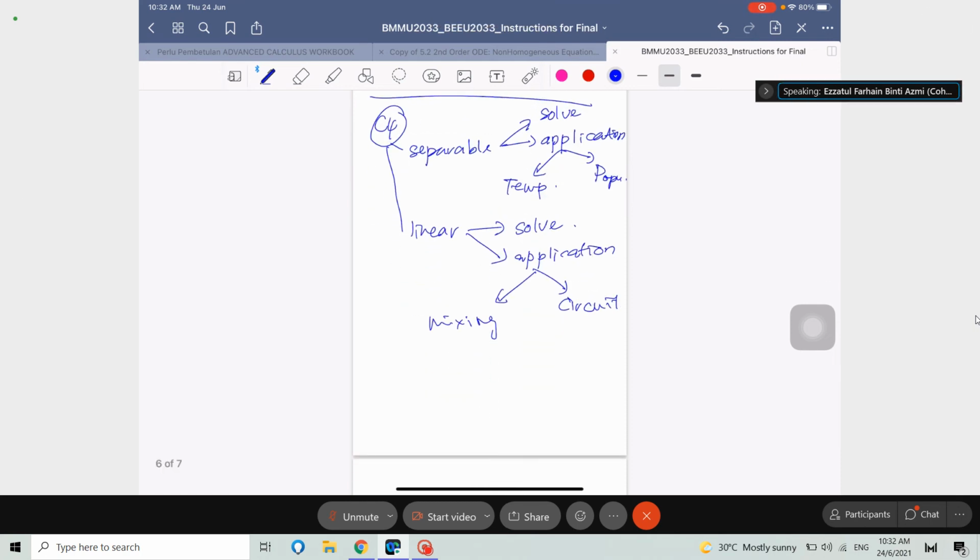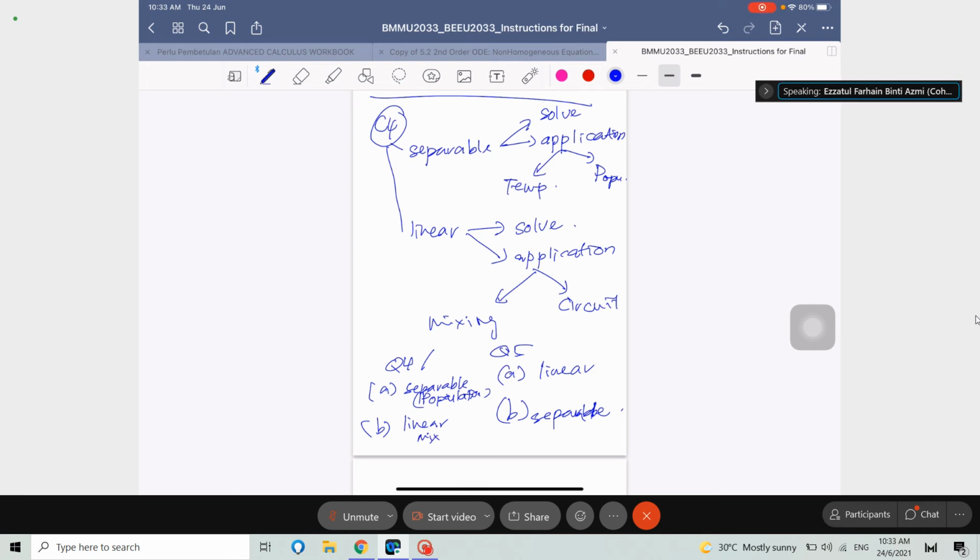Okay, so the questions will be in Question 4 or 5, right? Question 4 or Question 5. So Question 4A, B. Let's say Question 5A, B. Let's say Question A is separable, and Question B is linear. Let's say in 5, one might be linear, one might be separable. Something like that. Choose either one. Separable might be the application, maybe population. So linear comes out, might be linear, might be mixing, or circuit. Like that. Okay.